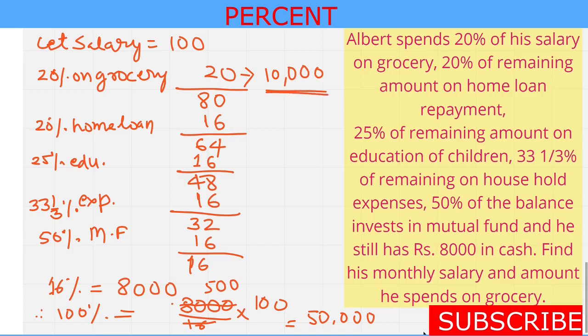So this way we have solved this question. His salary is 50,000 and 20% of his salary he spends on grocery, that is 10,000. We have to solve such type of questions in which remaining is there. So we have to calculate the percent on the remaining amount, and we can easily solve such questions if we successively go on reducing the amount by the given percent and calculating the percent on the remaining amount.